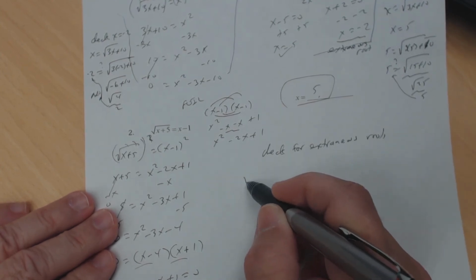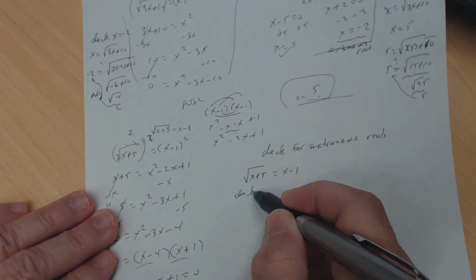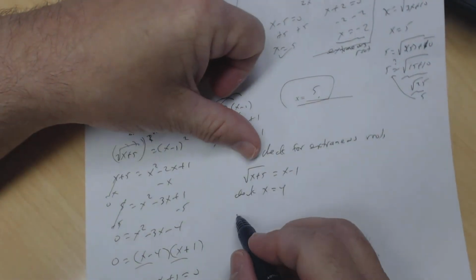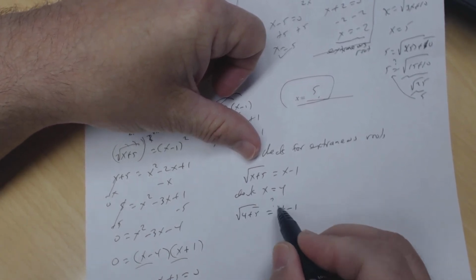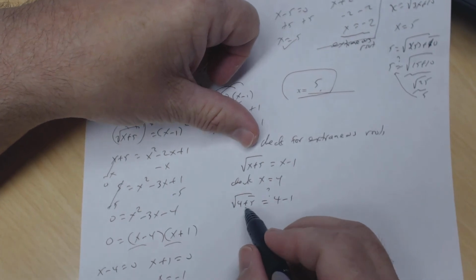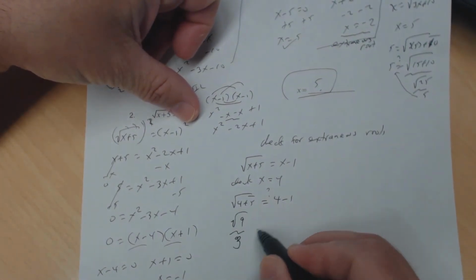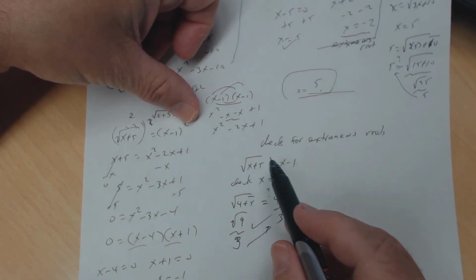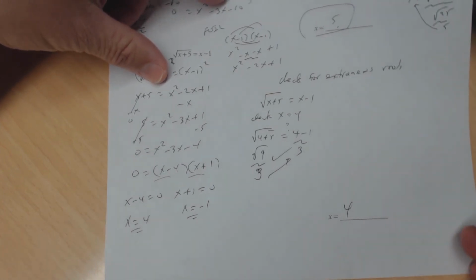Alright, so go back to the original. So that's the square root of x plus 5 equals x minus 1. So let's check x equals 4. Where we see an x, I plug in 4. So I get the square root of 4 plus 5 equals 4 minus 1. So I'm just seeing if that's true. 4 plus 5 is 9. And the square root of 9 is 3. 4 minus 1 is 3. And it does check out. So I can say x equals 4 is a solution.